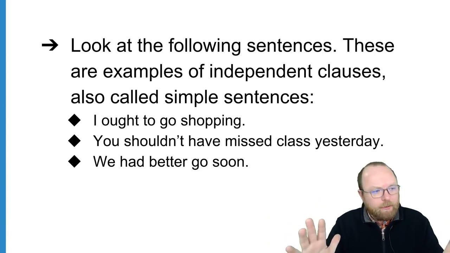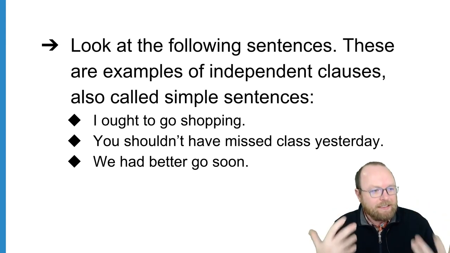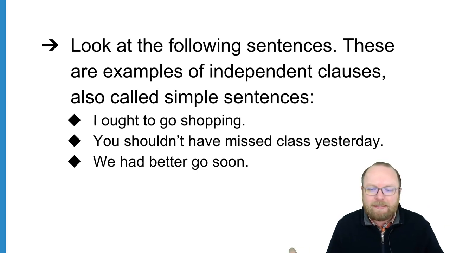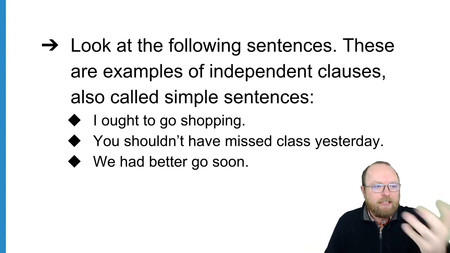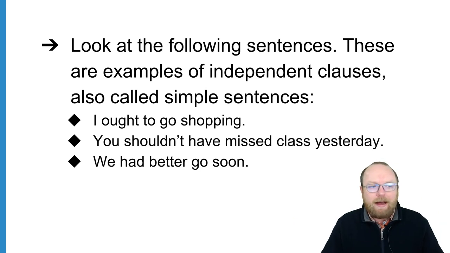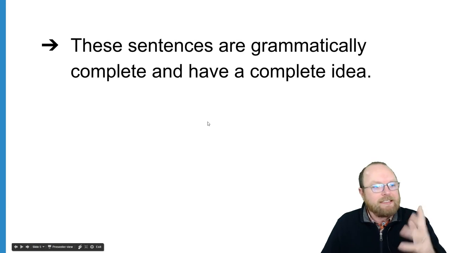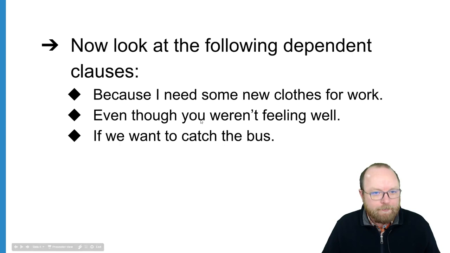So a clause, here we go. A clause is a subject and a verb. A simple sentence is just an independent clause. An independent clause means it doesn't need help. It doesn't need more information. These sentences are complete. I ought to go shopping. You shouldn't have missed class yesterday. We had better go soon. These are independent clauses. Like I said, these sentences are complete. They have a complete idea.